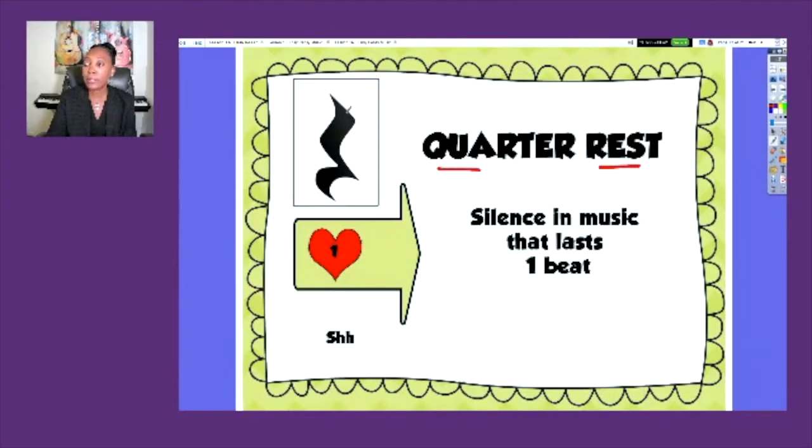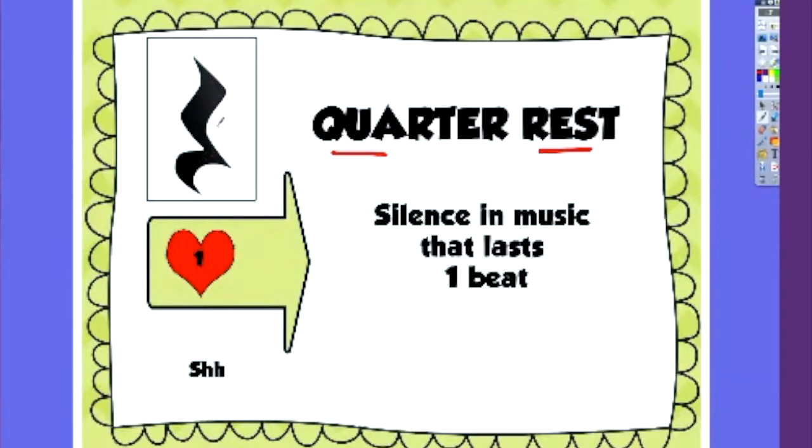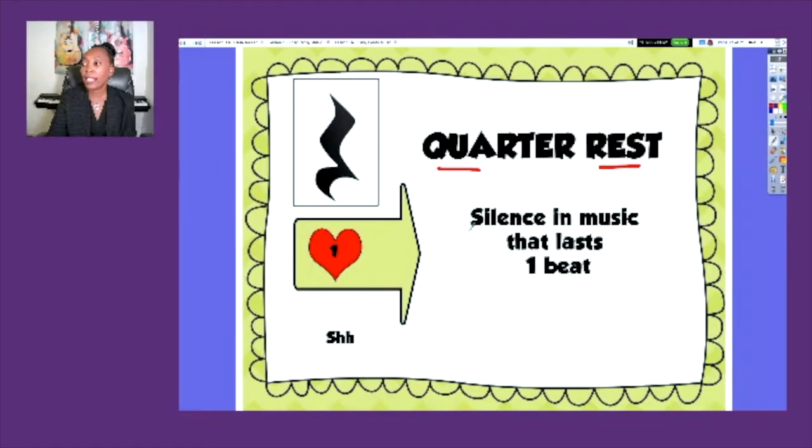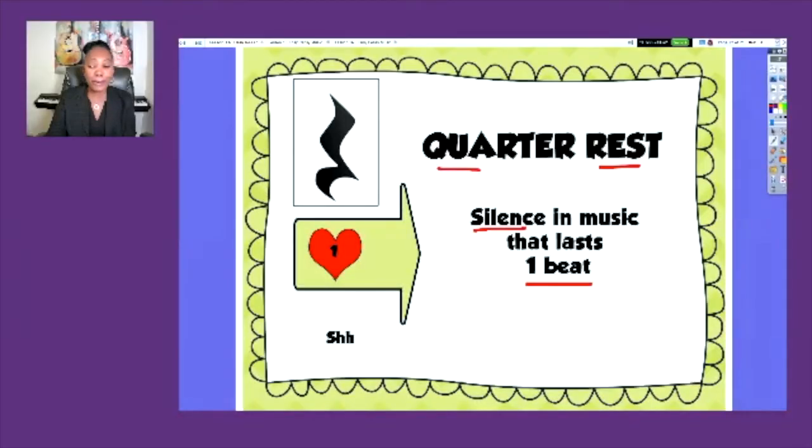So now we're going to talk about the quarter rest. And this is the quarter rest. Some people say it looks like a sideways bird or a mustache, but this is our quarter rest. And a quarter rest is a silence in music that gets 1 beat. Shh, let me hear you try that. Shh. Good job.